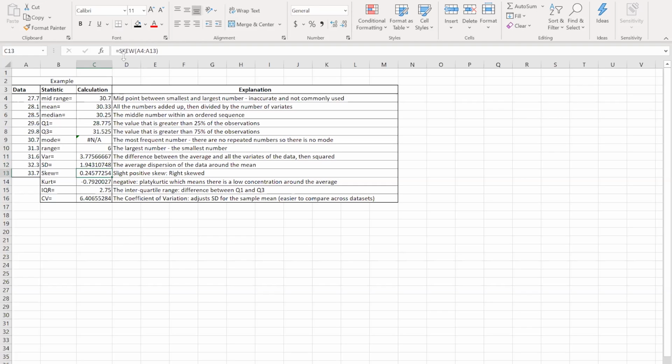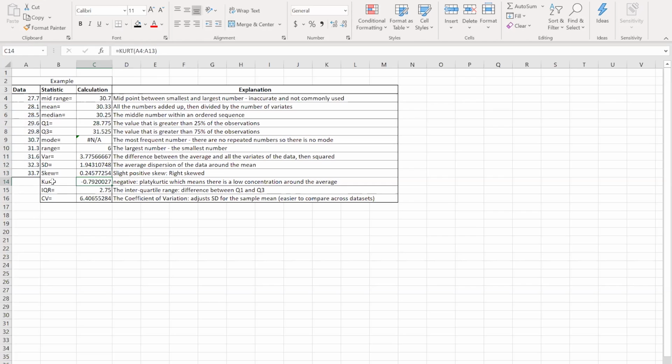Our skew is using the function skew, right, with the whole set of data. We have a positive number here, which means we have a slight positive skew, a slight right skew. The tail on the right side is a little bit long.